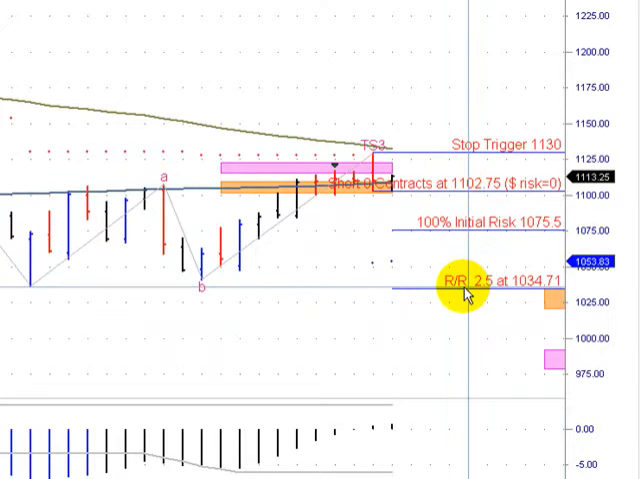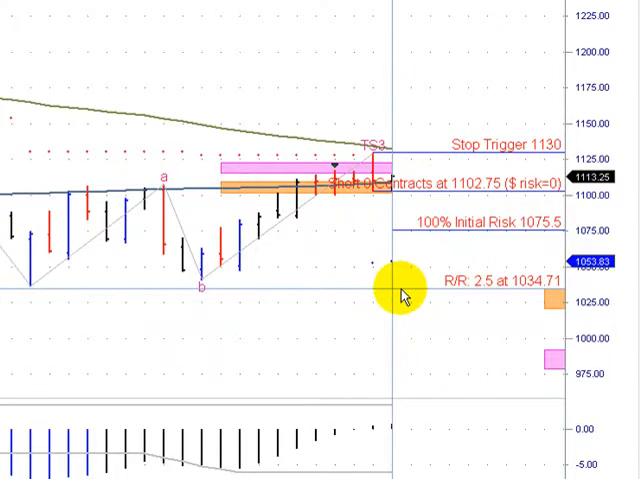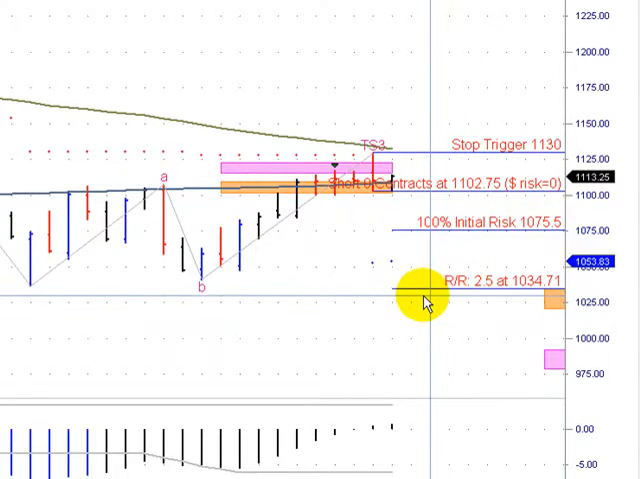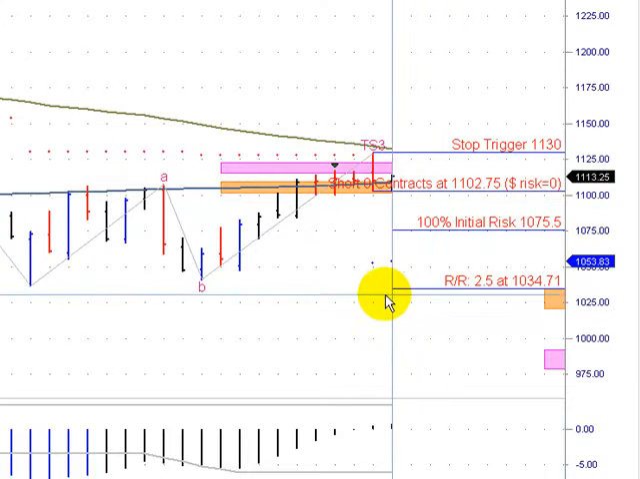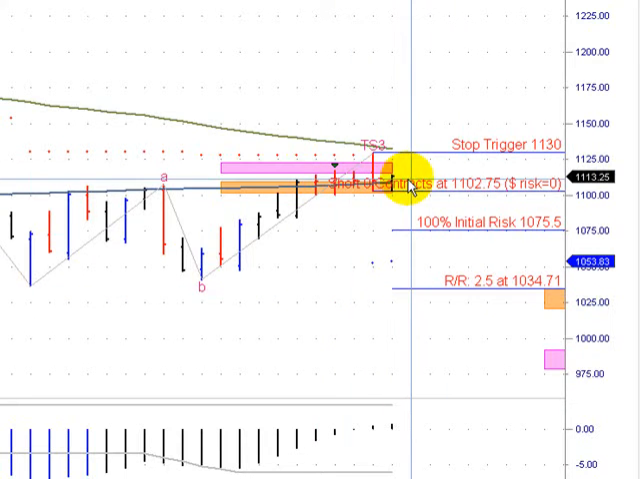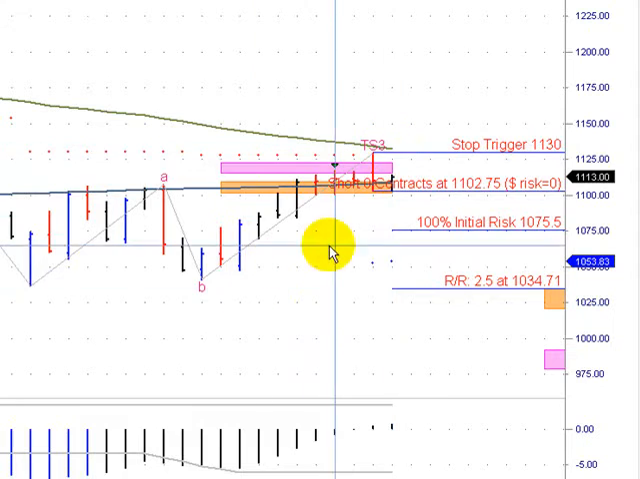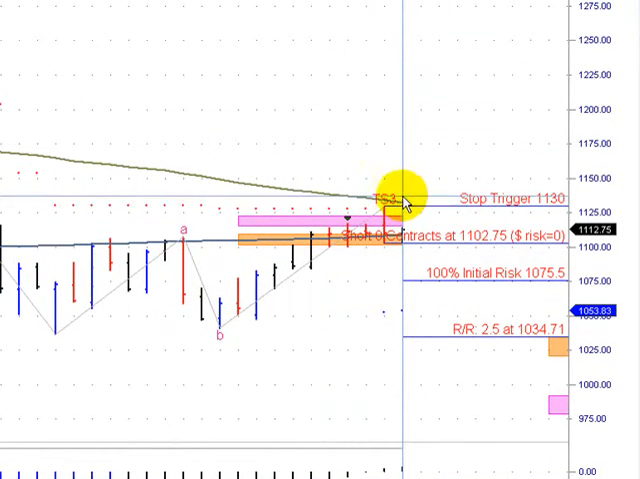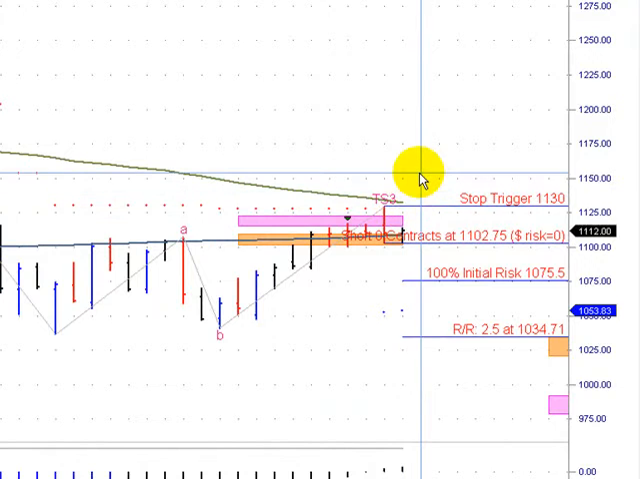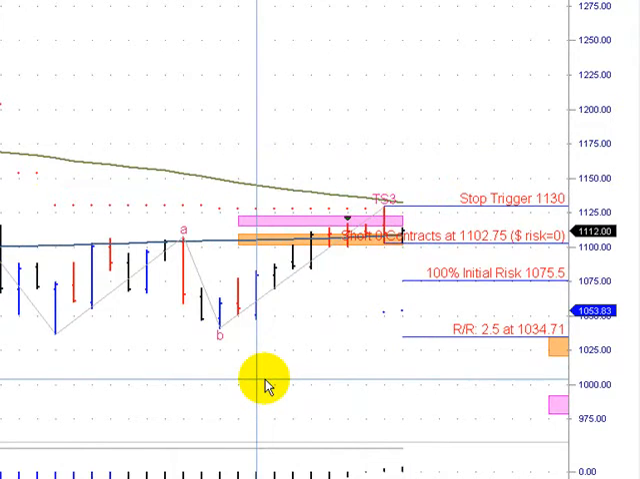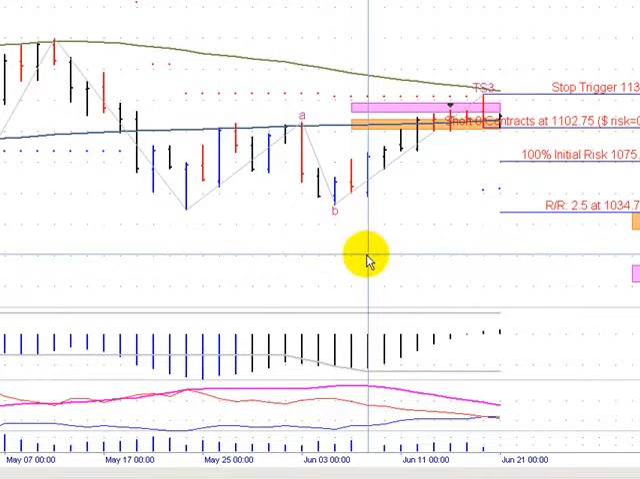Not as healthy a risk reward as the Australian dollar yen pair, 2.5-to-1, but we'll see if they're going to take out this 50-day moving average here and base above that, and continue to press on upward. We'll see.